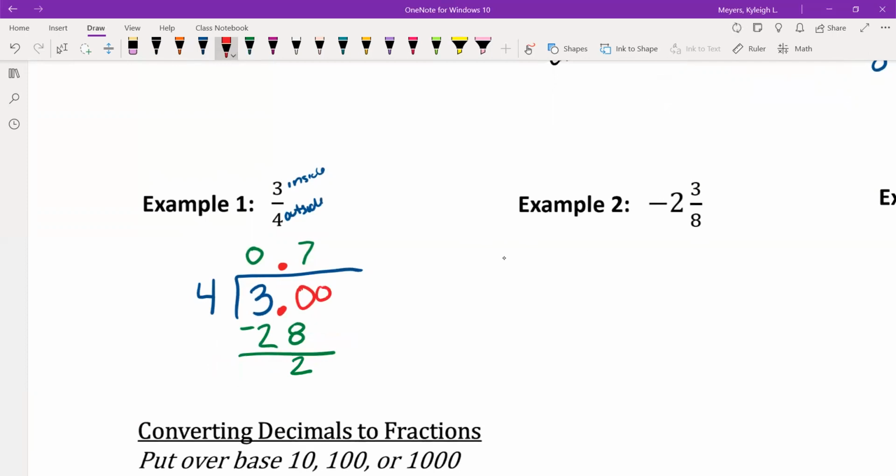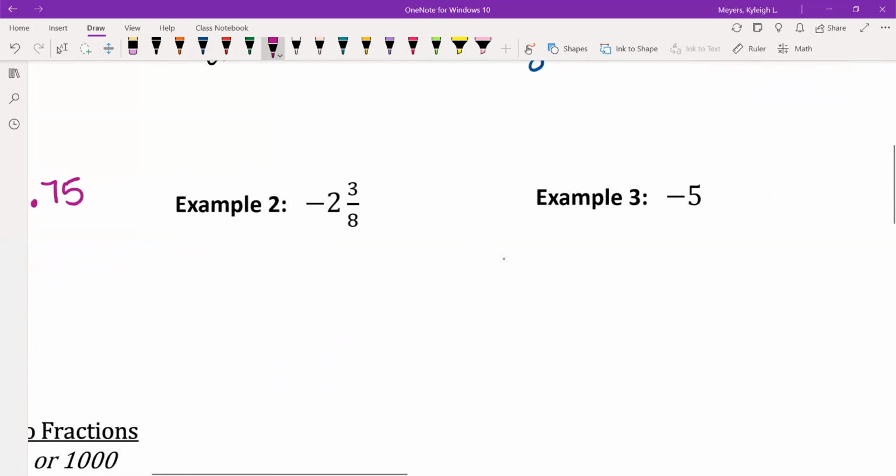We have to put in another 0, bring that down. How many times does 4 go into 20? Goes in 5 times, and we have a remainder of 0. So 3/4 as a decimal is 0.75.